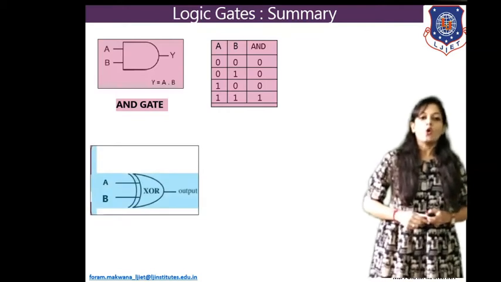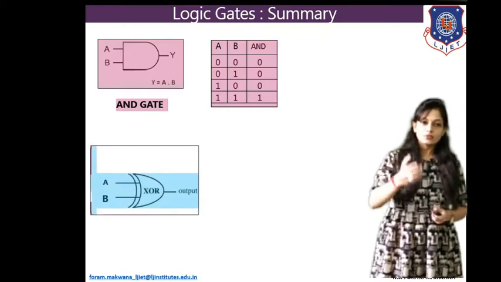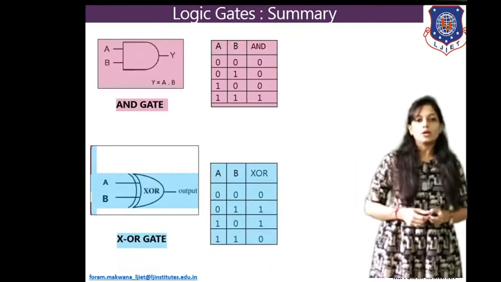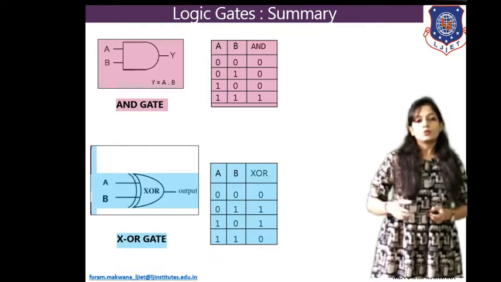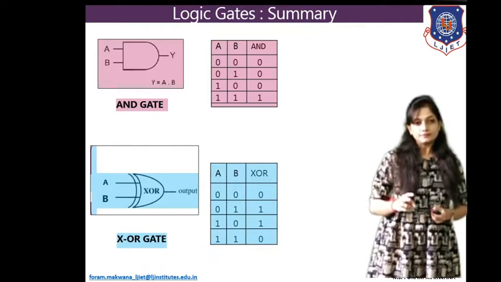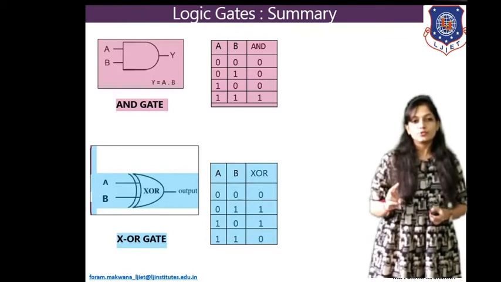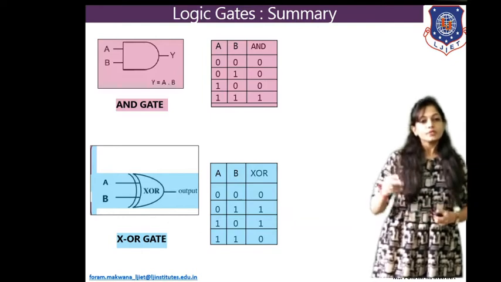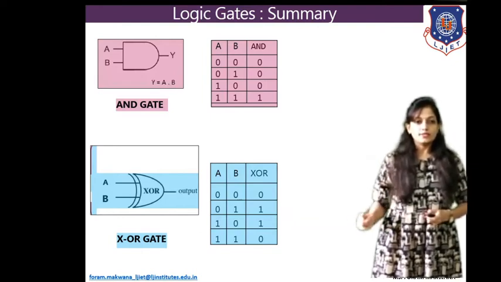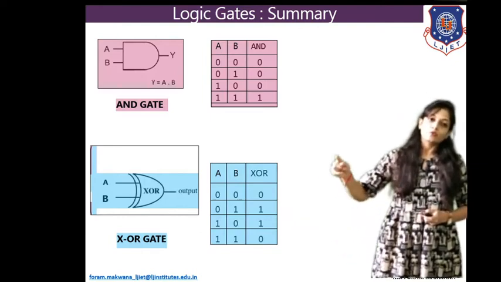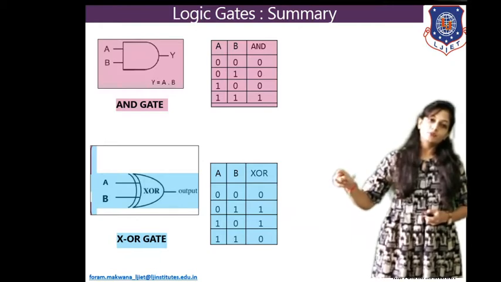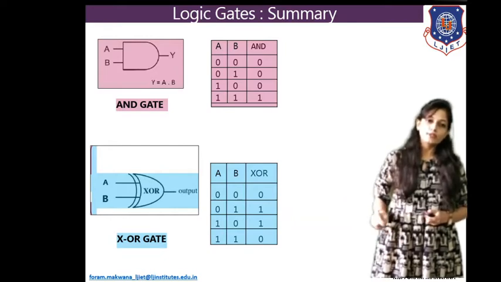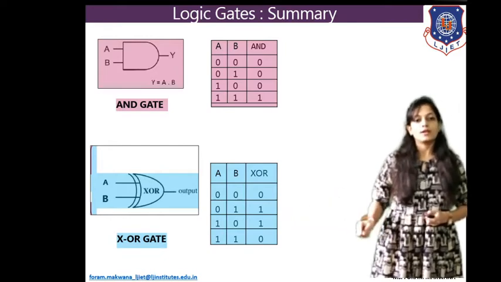Now, the XOR gate. The XOR gate has 2 inputs and 1 output. The 2 inputs are A and B, and there is 1 output. In the truth table, we have only 2 inputs, so the combinations are 4, as we have seen in the AND gate: 0, 0, 0, 1, 1, 0 and 1, 1. For 0, 0, we get the output 0. For 0, 1, we get the output 1. For 1, 0, we get the output 1. And for 1, 1, we get the output 0.